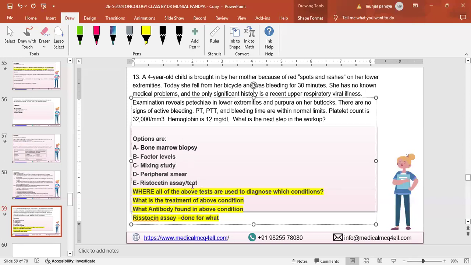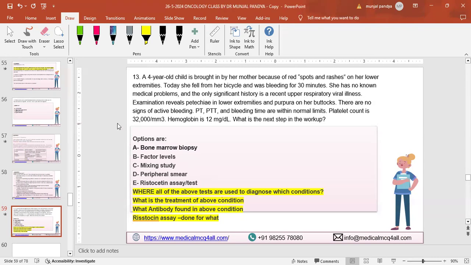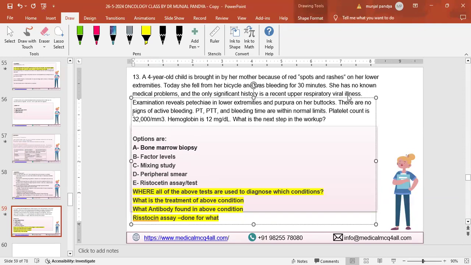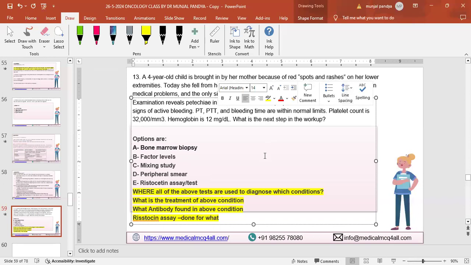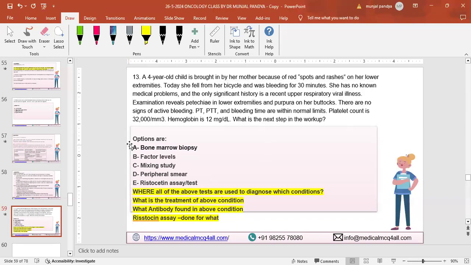Ristocetin assay is done for von Willebrand factor activity, which is not the case here. In von Willebrand disease, what is the problem? PT, APTT is high, bleeding time is high, which is not there. Usually platelets are normal, except in advanced conditions where platelets are low. If it is von Willebrand, APTT should be high, which is normal here, and bleeding time should be high, which is normal here. So all of this points against von Willebrand.